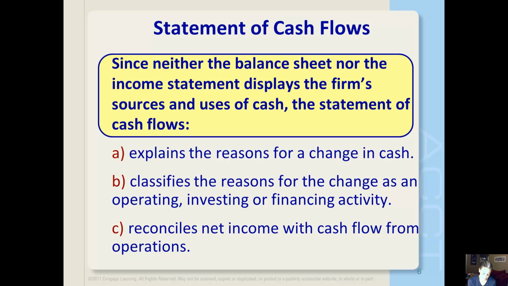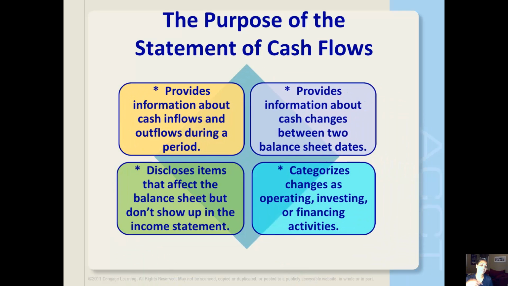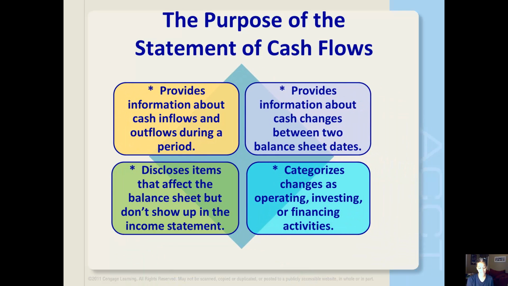The statement groups and reports cash flows in 3 major categories: operating, investing, and financing. So this net change reconciles the difference between the beginning and ending cash and cash equivalent balances from the balance sheet. So the change in cash that we see on the statement of cash flows has to tie in to ending cash on the balance sheet.